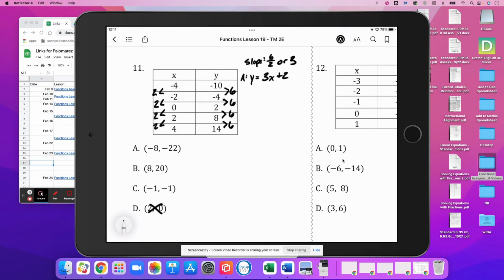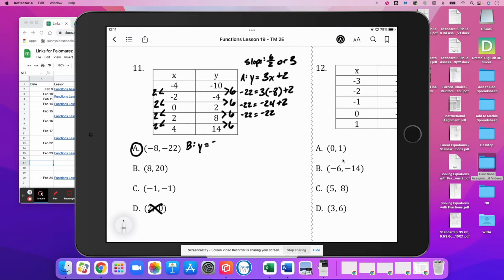So our first point is negative 22 as our y value. 3 times negative 8 plus 2. So negative 22 is equal to negative 24 plus 2. Negative 22 is equal to negative 22. Yes, A satisfies the function. We'll have a look at B.